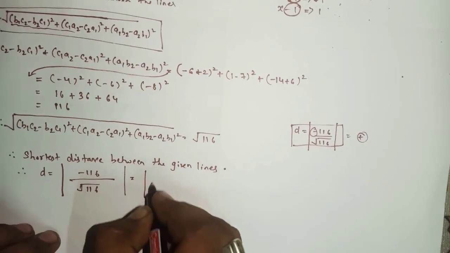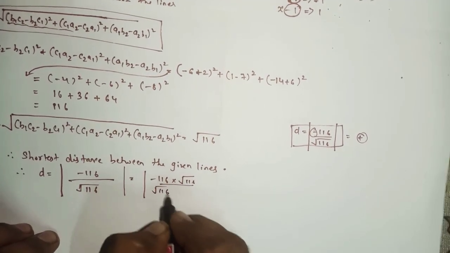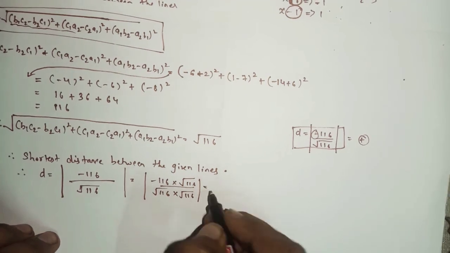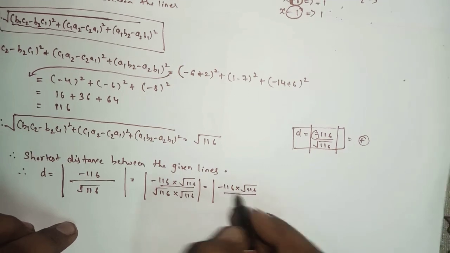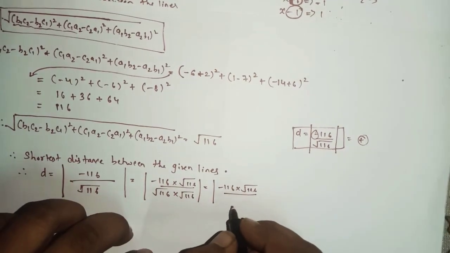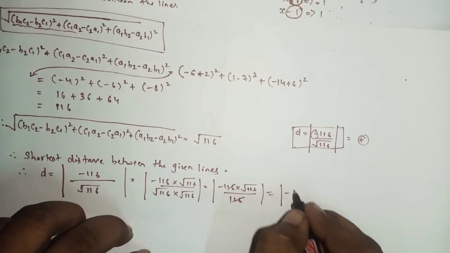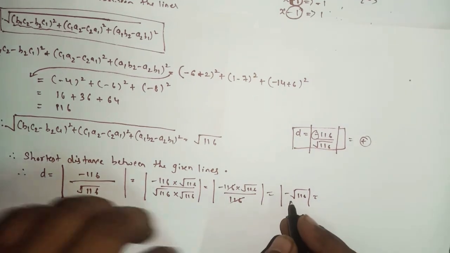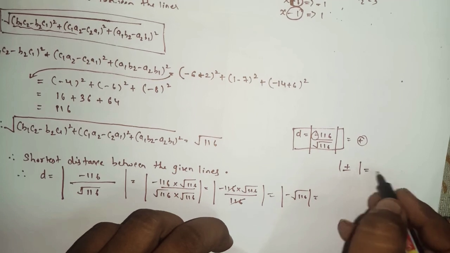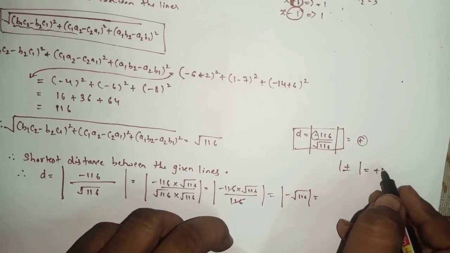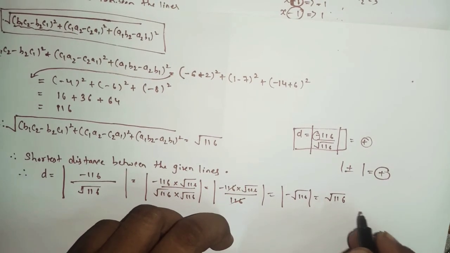So here clearly we can see that minus 116 will rationalize this part, rationalizing the denominator. So here you will get minus 116 into root 116 upon 116, so the root will get cancelled. Okay, so here we are getting minus root 116. As we know that whatever the value inside the mod, whether it is positive or negative, when you remove the mod the answer will be positive only. So here the answer will be positive root 116.